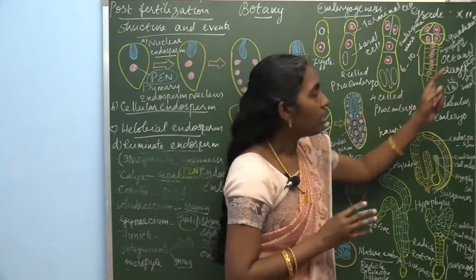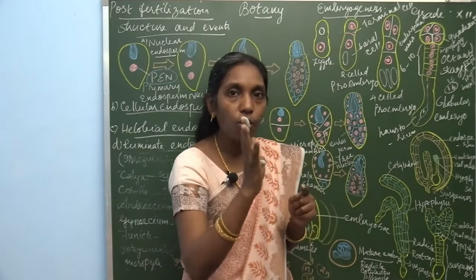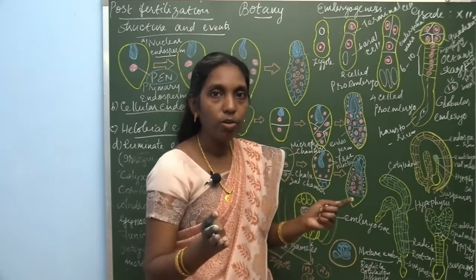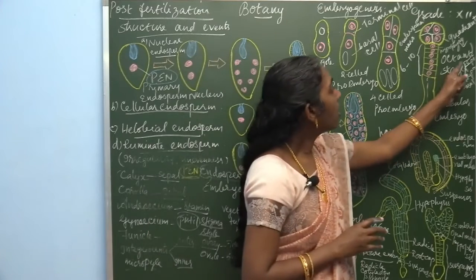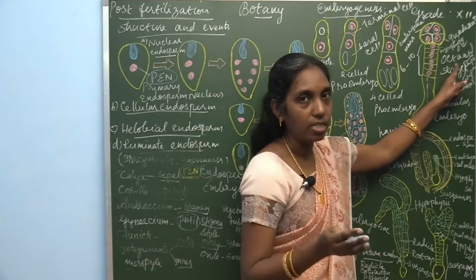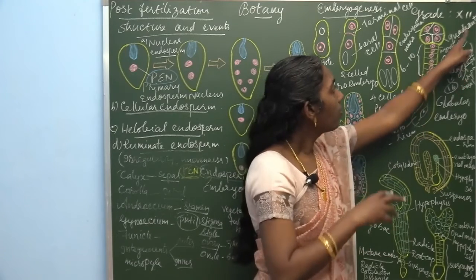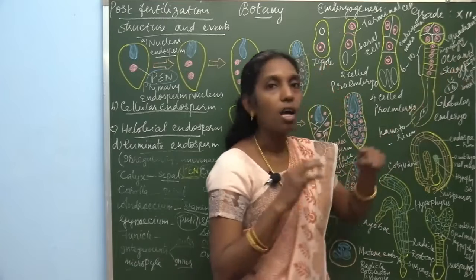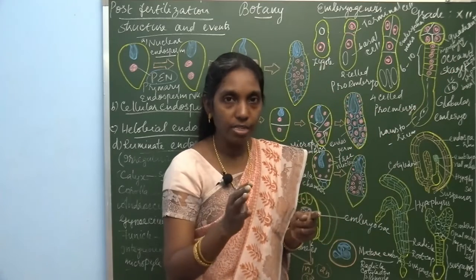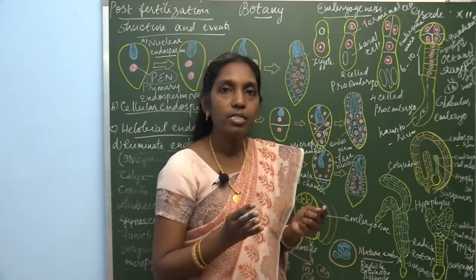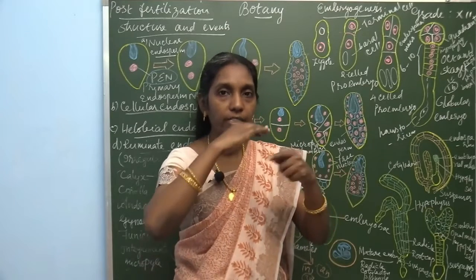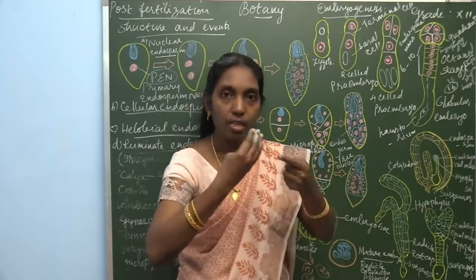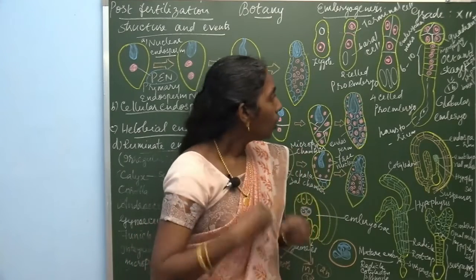So, this quadrant, the 4-cell stage, undergoes division and produces the 8-cell stage, which is known as the octant. So first the quadrant, and from the quadrant it produces the octant. There are 8 different cells, and these 8 cells are arranged as 2 tiers. The 4 cells are arranged in the upper tier and the remaining 4 are arranged in the lower tier.